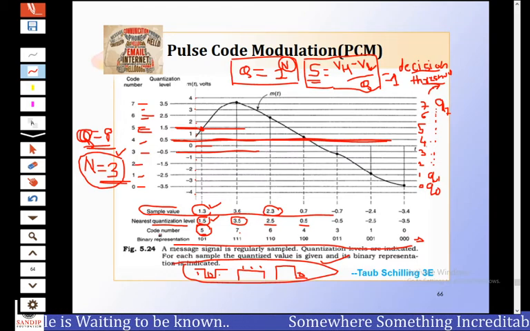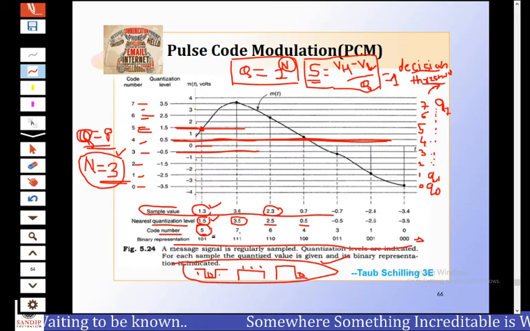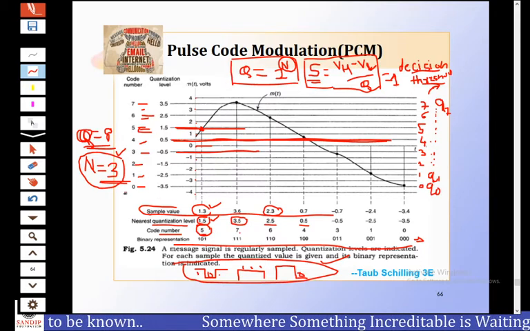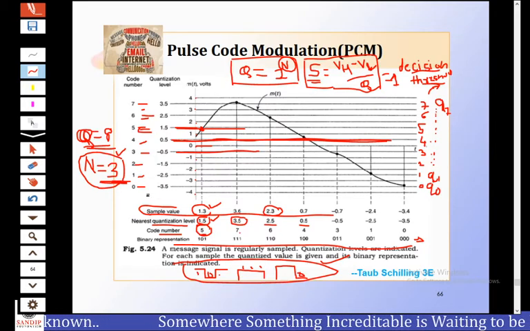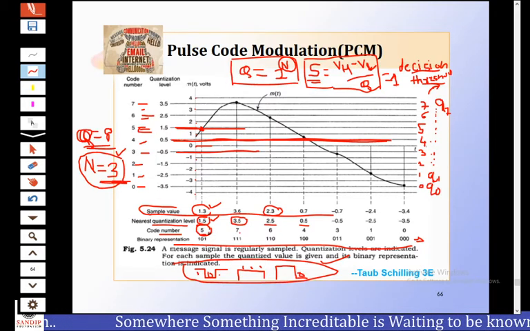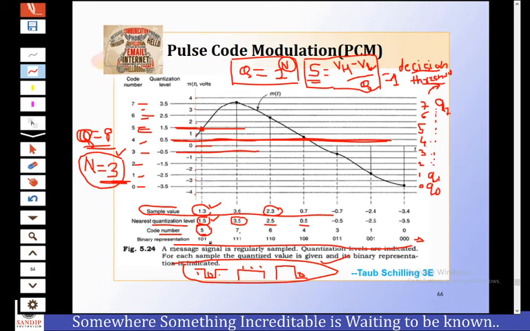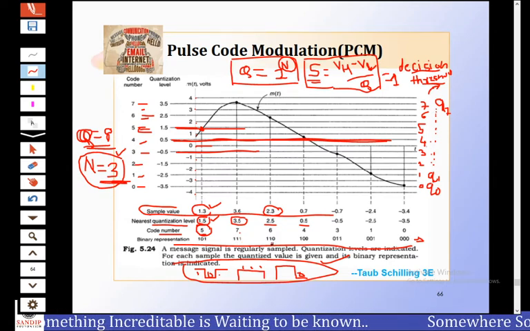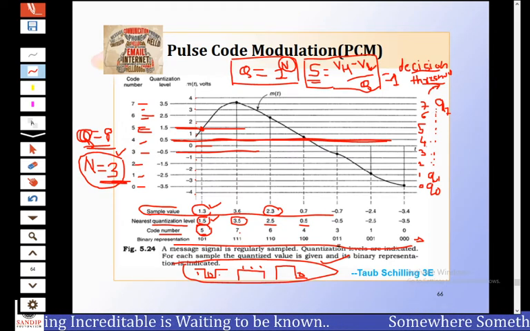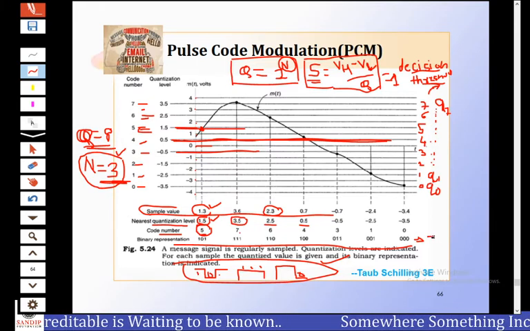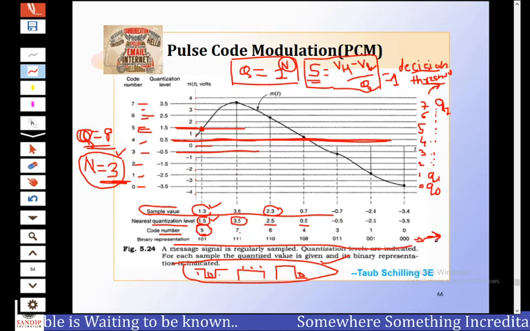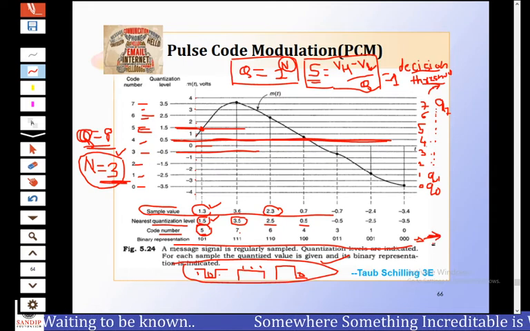Now this code number is converted into binary, okay, by using 3 bits. So this 5 represented in binary using 3 bits is 101. This 7 is represented in binary using 3 bits as 111. Similarly, this 6, 4, 1, 0 are 110, 100, 001, 000. So this is the encoder output. This is the PCM encoder output.